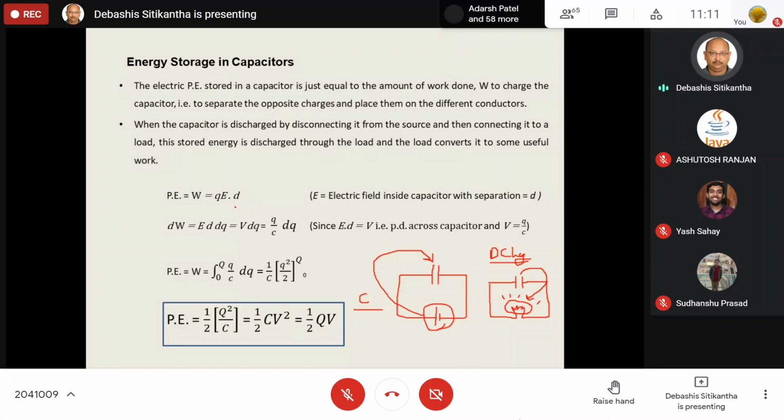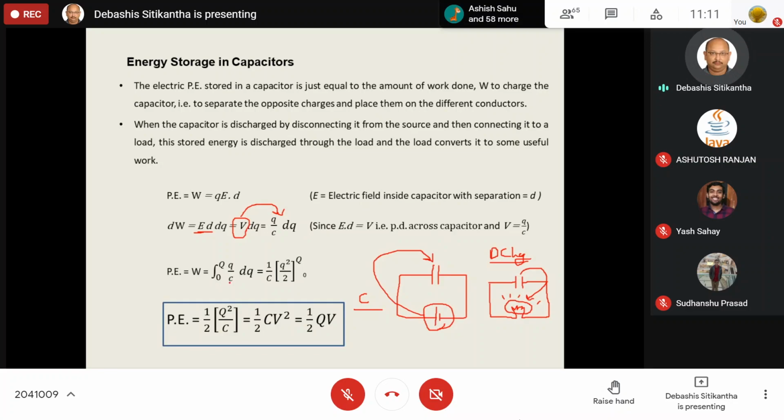If this is the case, then in place of W, I can also write it in differential form as dW, and dW is equal to Ed dq. Now have a look at this Ed. What is this Ed? It is nothing but the potential difference applied across the capacitor. So this is V dq. And what is V? V is equal to Q by C. So in place of V, we have written Q by C, so Q by C dq.